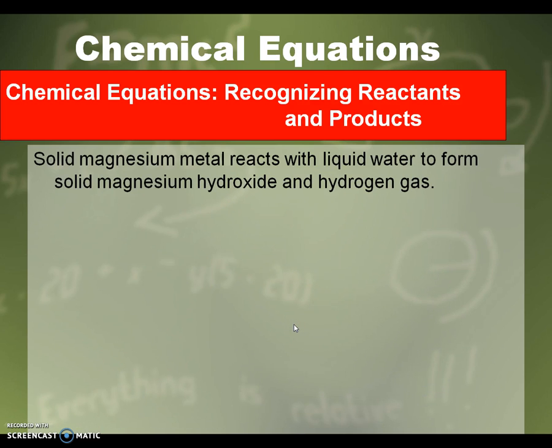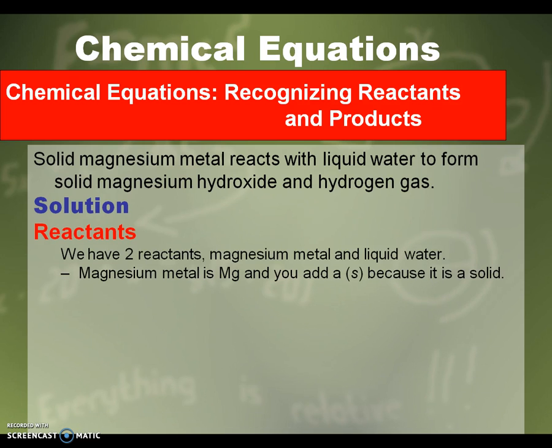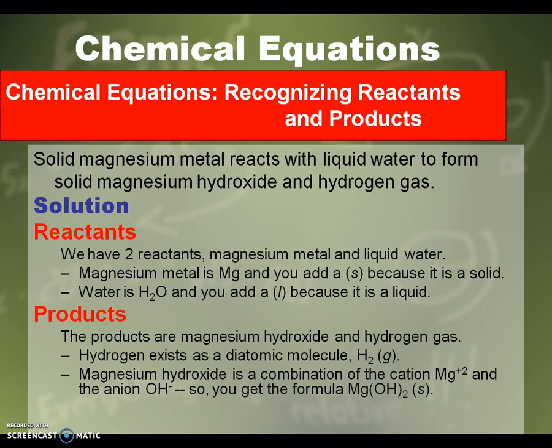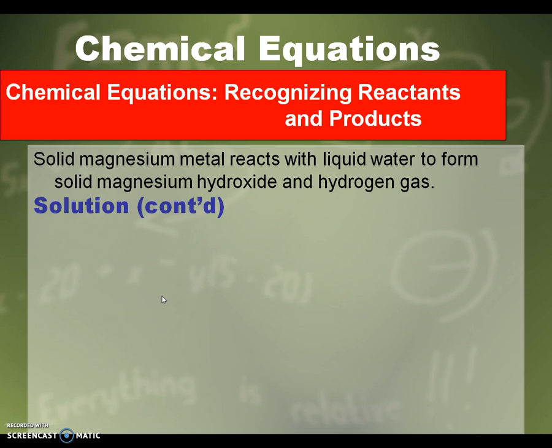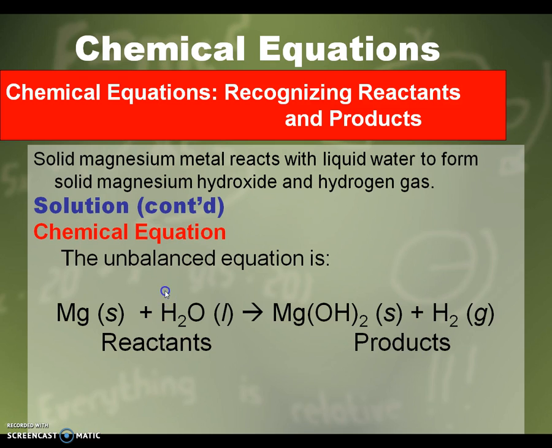Solid magnesium metal reacts with liquid water to form solid magnesium hydroxide and hydrogen gas. Two reactants, magnesium and water. Products, magnesium hydroxide and hydrogen gas. It exists as H2. Magnesium hydroxide is the combination of Mg2+ and the anion OH, so you get the formula Mg(OH)2. Here's the solution. It looks like this. Good luck.